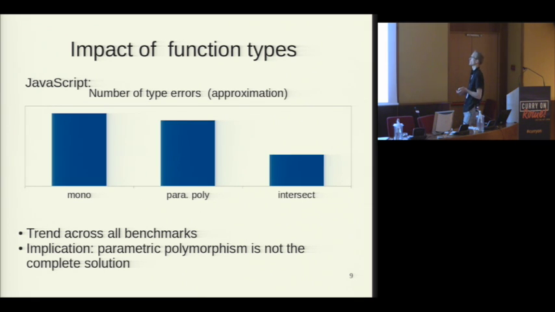But implementing intersection types might be expensive. Maybe parametric polymorphism would be a better choice, but it's certainly not the complete solution.